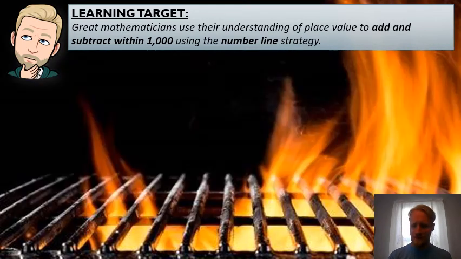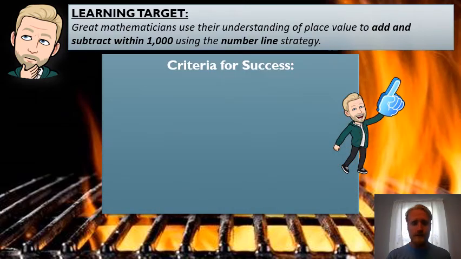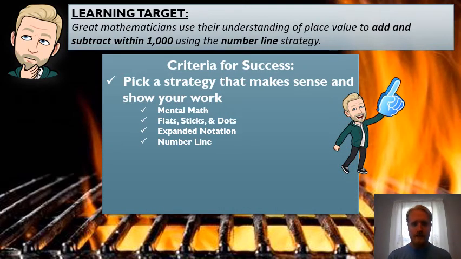All right. So to recap today, guys, great mathematicians use their understanding of place value to add and subtract within 1,000 using the number line strategy. Again, we got to be flexible thinkers. So criteria for success today, make sure you're picking a strategy that makes sense and show your work. Let's focus on using the number line today, guys.